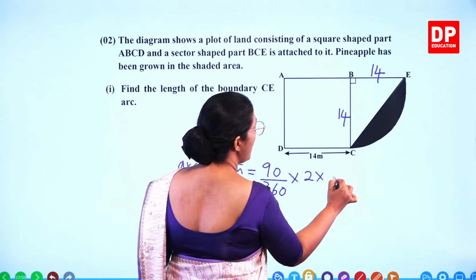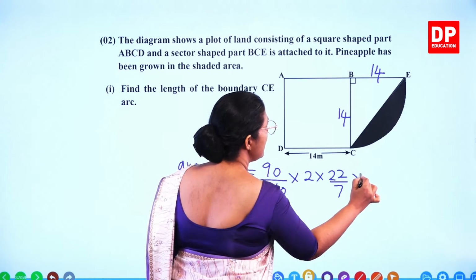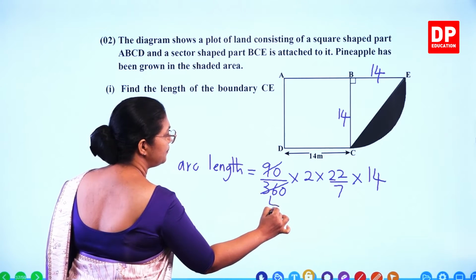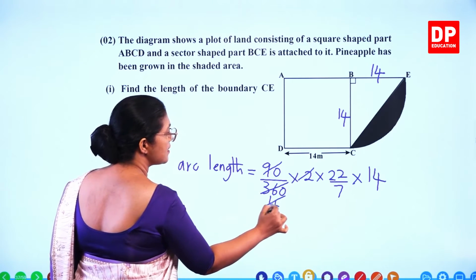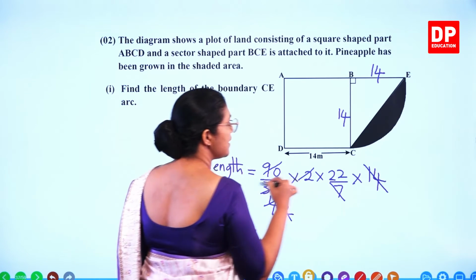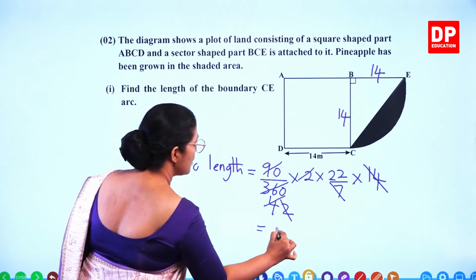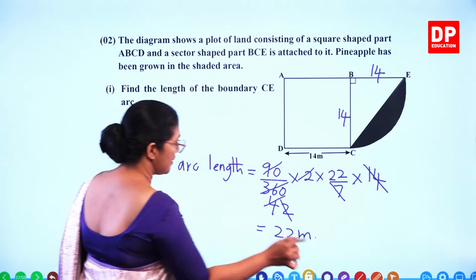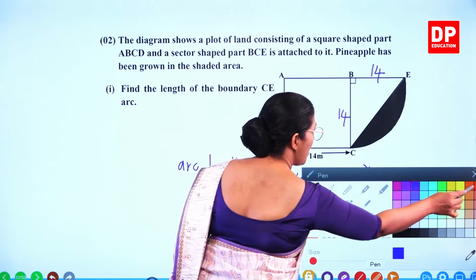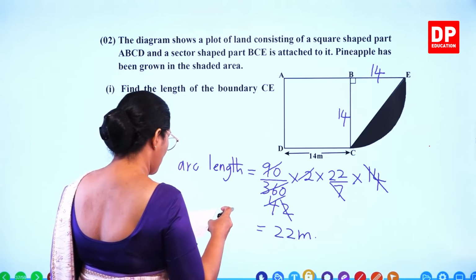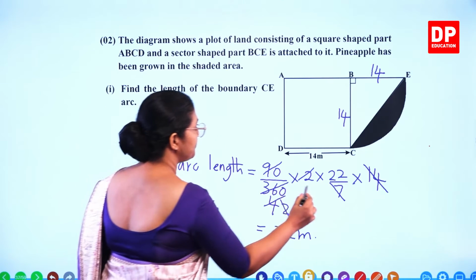2 times pi, 22/7, and radius is 14. So you get 4 here, 2, and this you get 2. 2 times 7, 14, cancels out with 14. You get 22 meters as the arc length. So how many marks for that part? You are getting 3 marks.